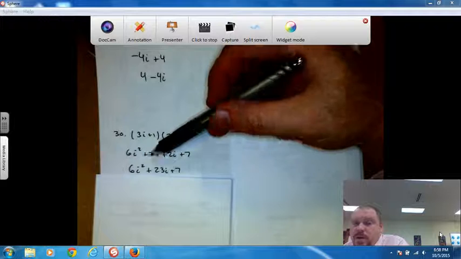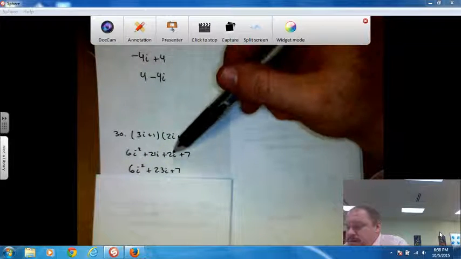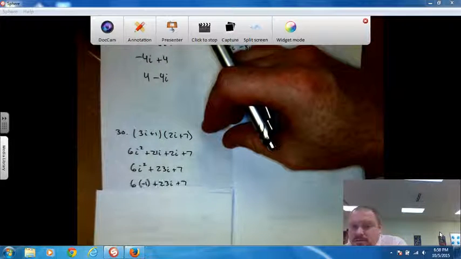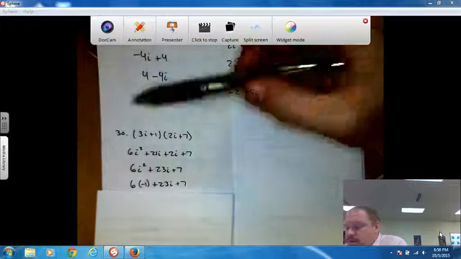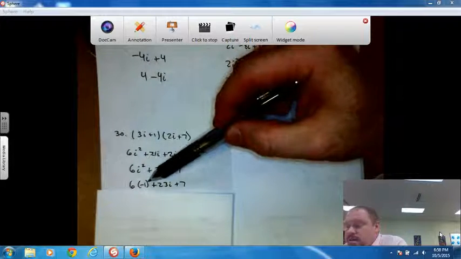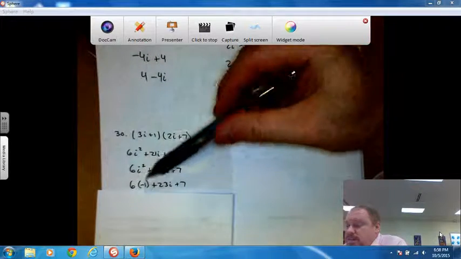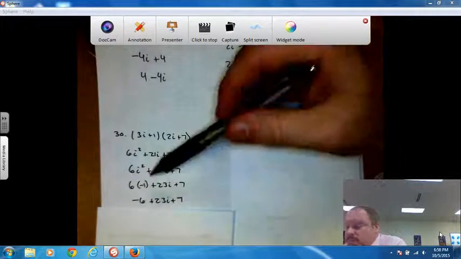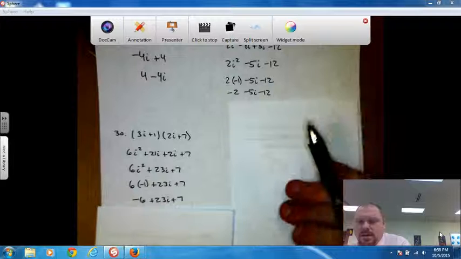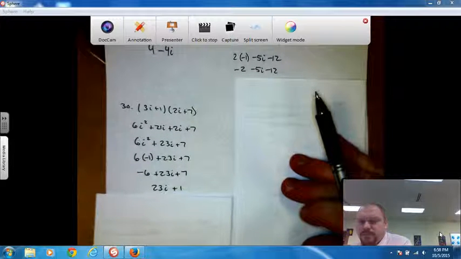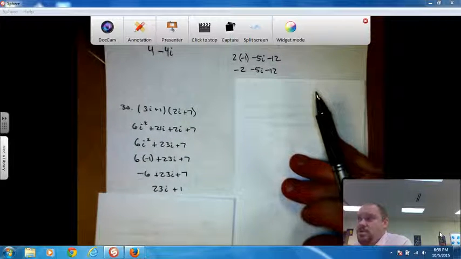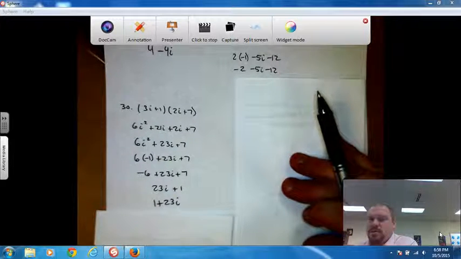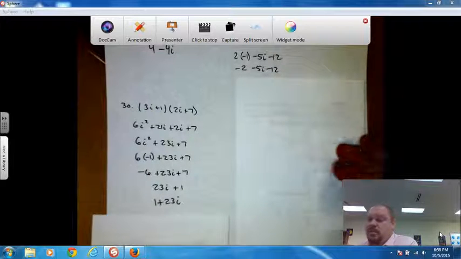6i squared. Okay. Combine like terms here. 21i plus 2i is 23i plus 7. 6, then i squared is actually negative 1. 6 times negative 1 is negative 6. Combine like terms. Negative 6 plus 7 is positive 1. But you don't want to have the i's first in complex numbers. So technically, it's just 1 plus 23i.